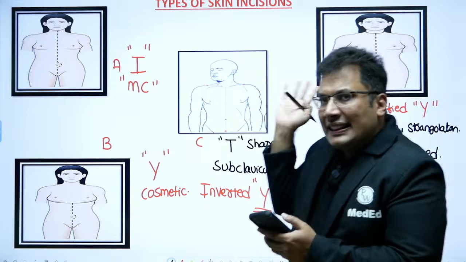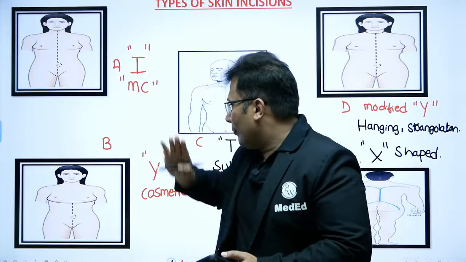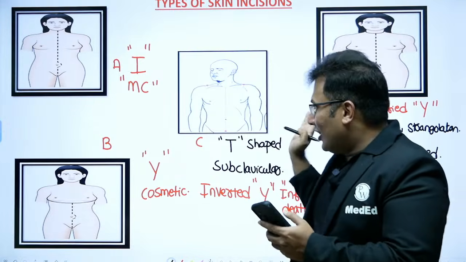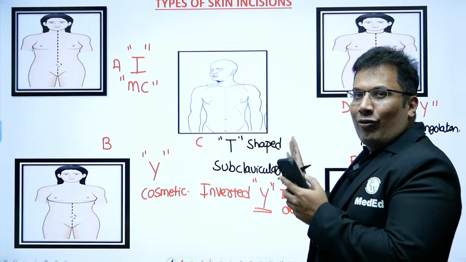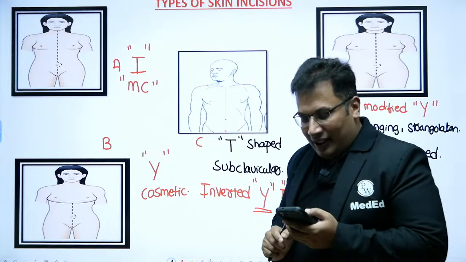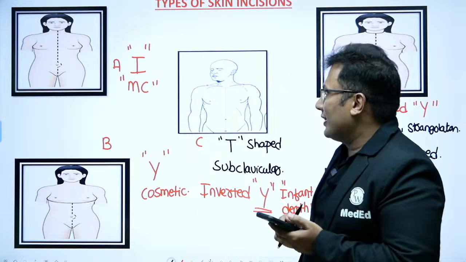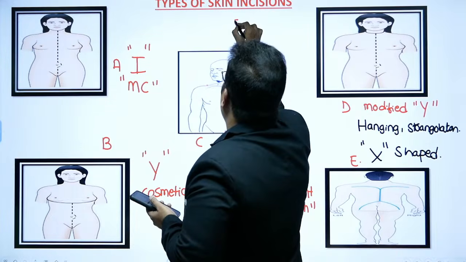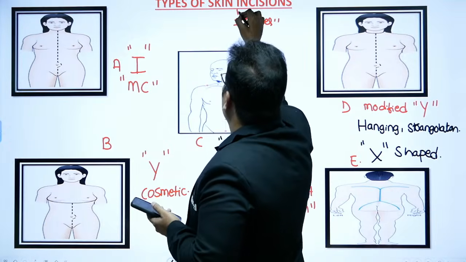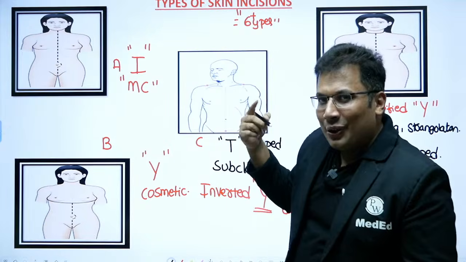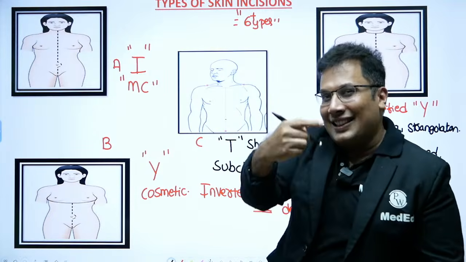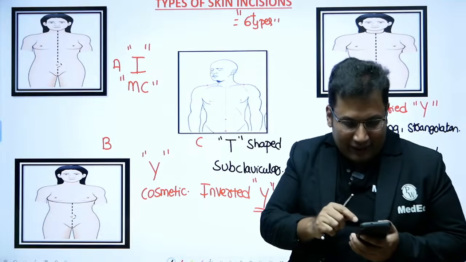So I'll repeat again, there are 6 incisions, guys. One is I, Y, modified Y, T-shaped incision, X-shaped incision, and we have inverted Y as well in case of infant or fetal death. Okay. So write this, all of you, in the chat box, guys. Types of skin incision equals 6 types. Write these 6 types so that you can memorize. There are 6 types of incision. You can write all the 6 types in the exam. So keep writing this.